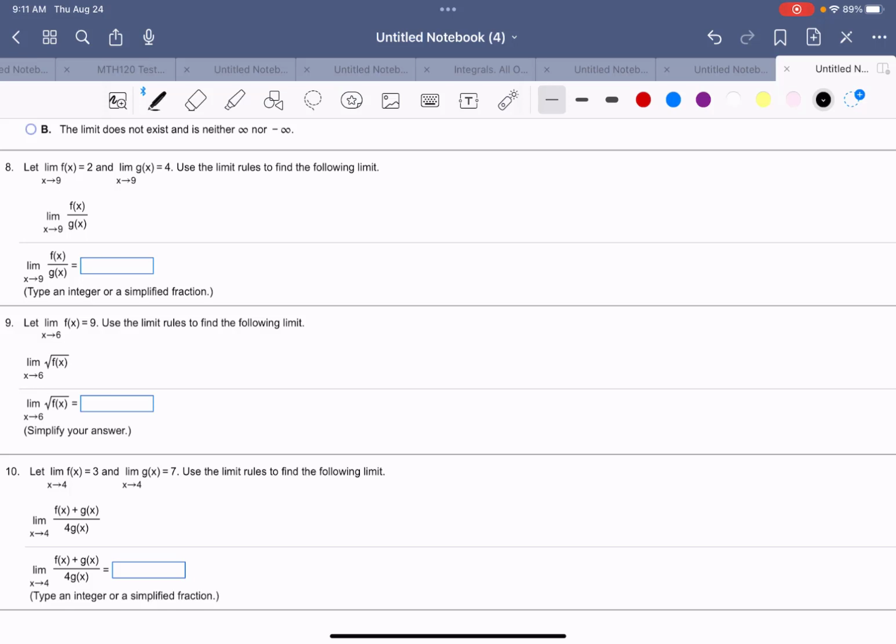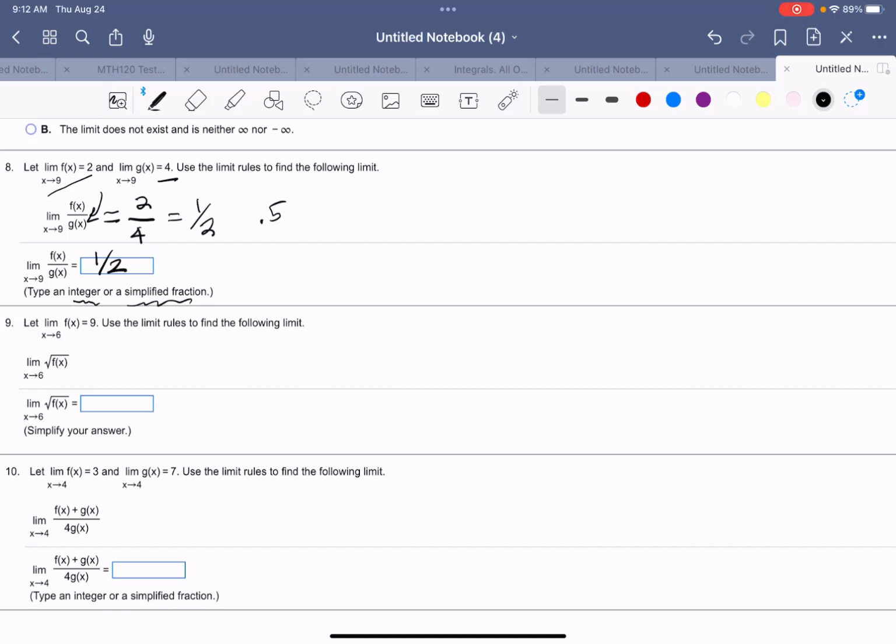Example 8. Let the limit as x goes to 9 of f of x equal 2, and the limit as x goes to 9 of g of x equal 4. Use the limit rules to find the following limits. The limit as x approaches 9 of f of x divided by g of x. Well, we're just simply going to do arithmetic here. Since we know this limit is 2, and we know this limit is 4, and this is division, we just divide 2 fourths, which is 1 half. It's also 0.5, but notice an integer or a simplified fraction. So they want you to reduce this to 1 half.